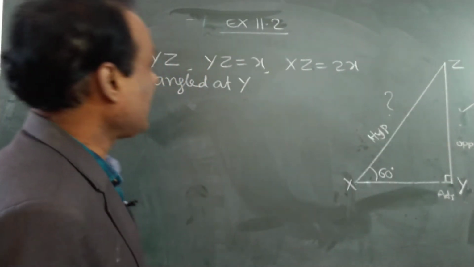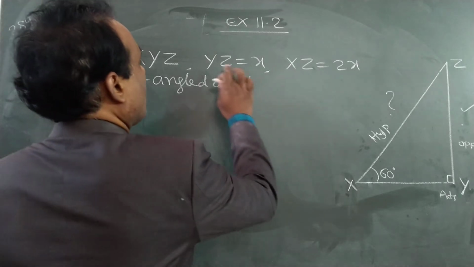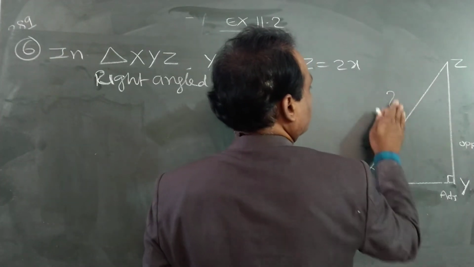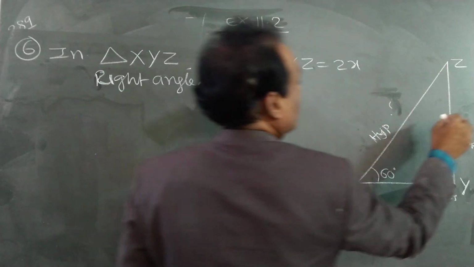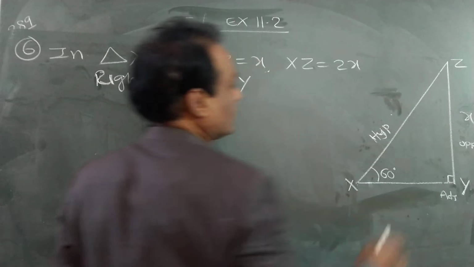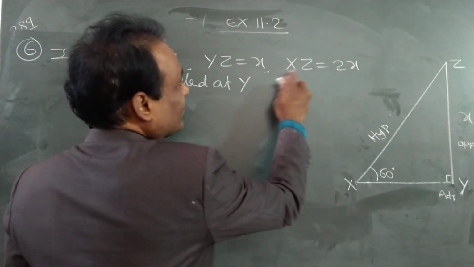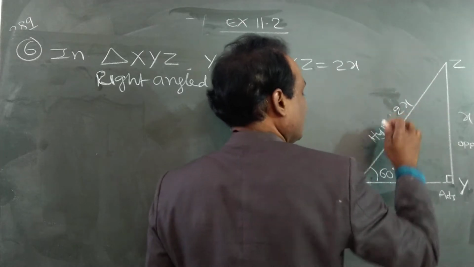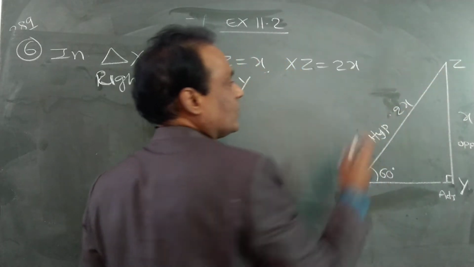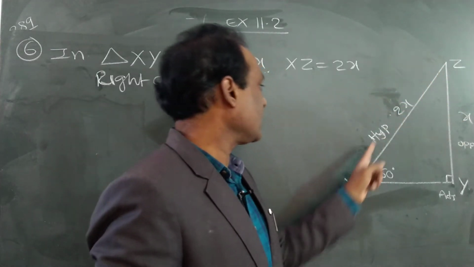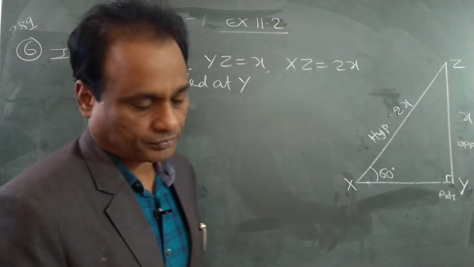Okay, over. Next, YZ is equal to x. YZ is equal to how much? X. XZ is equal to 2x. YZ is equal to x, XZ is equal to 2x.